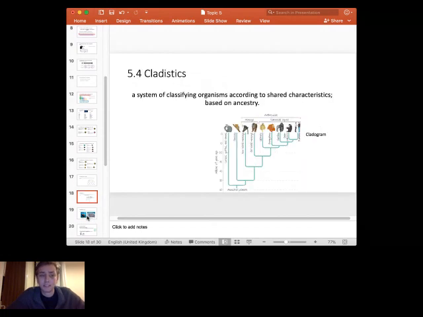5.4 talks about cladistics. And basically cladistics is a way to organize or classify organisms specifically based on their ancestors, okay? So whereas previously people have organized organisms into maybe what they look like or what they have as similar, cladistics specifically focuses on the ancestral evolution of a species, okay? And what you see here is a cladogram, as we're going to go into.